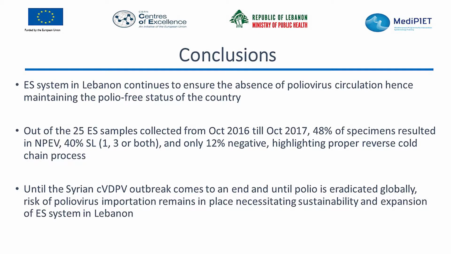So as a conclusion, the ES system in Lebanon continues to ensure the absence of poliovirus circulation, hence maintaining the polio-free status of the country. And out of the 25 environmental surveillance samples collected from October 2016 till October 2017, 48% of the specimens resulted in non-polio enteroviruses, 40% were Sabin-like, and only 12% were negative, highlighting by that the proper reverse cold chain process.